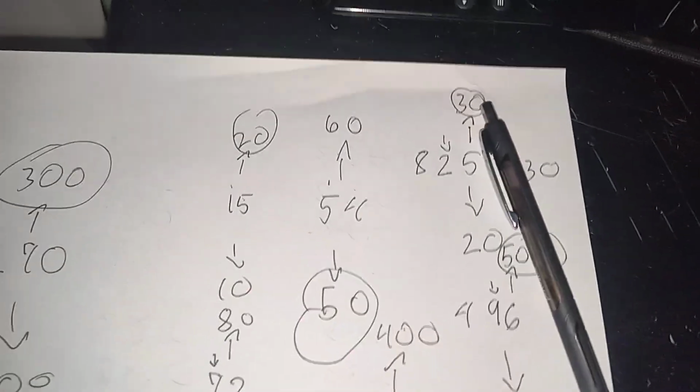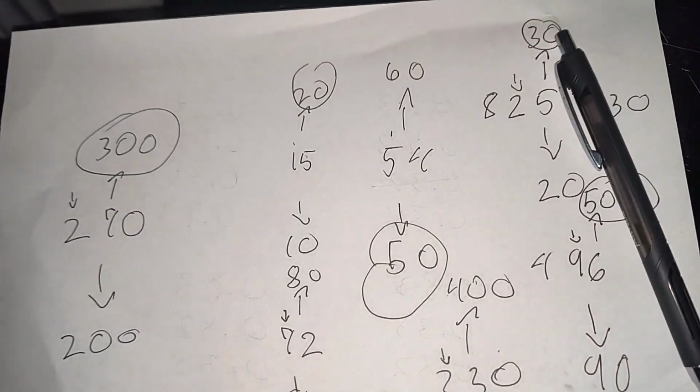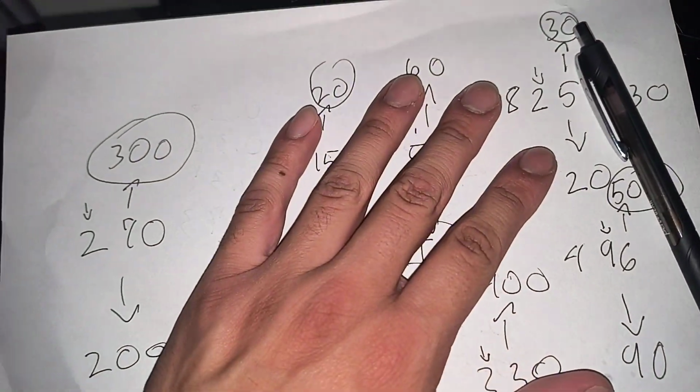That's how you round to the nearest tens and hundreds places.